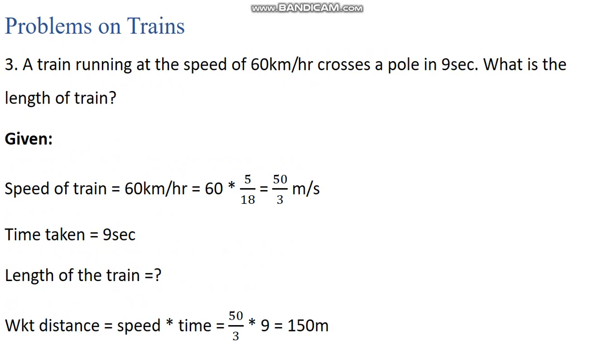We need to calculate the length of the train. We know the general expression: distance is equal to speed into time. Here distance is nothing but the length of the train, that is equal to 50 by 3 into 9. We will get around 150 meters.